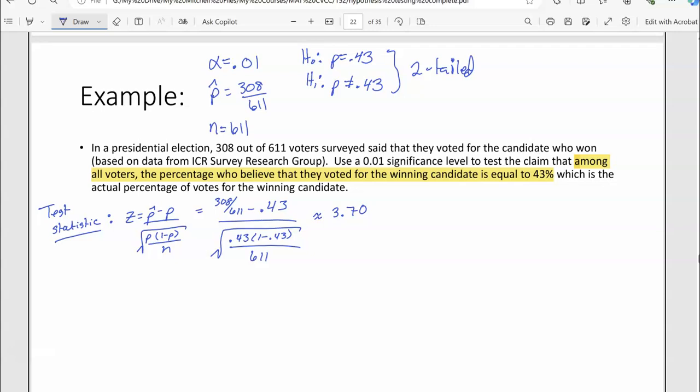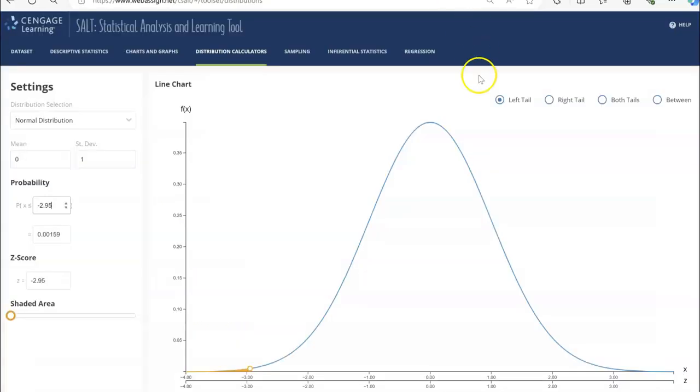So if we're doing this the traditional way, the traditional way compares the test statistic to the critical region. Our alpha is 0.01, and since this is a two-tailed test, we've got to split that 0.01 into both tails. So I'm going to have 0.005 here and 0.005 here. And this is where I would go to SALT, and I would type in 0.005.